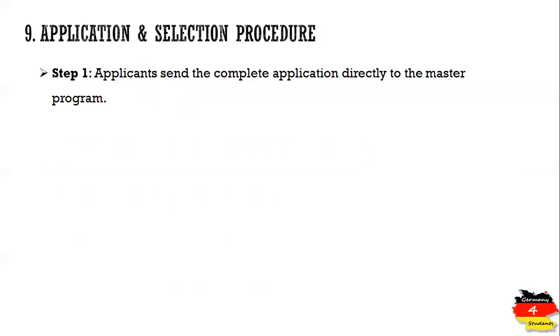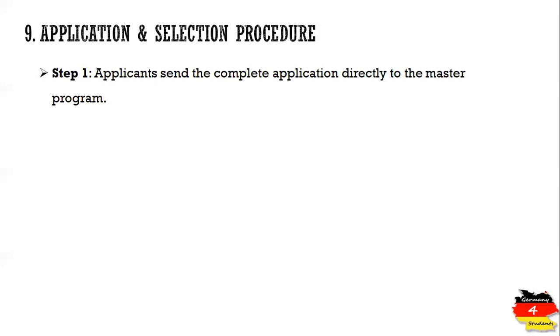So now let's talk about the application process and the selection process. The application and selection process consists of 4 steps. In the first step, the applicant has to complete the application form of the master program in which you are interested. If you are interested in 2 programs, you have to apply for 2 different programs. So there is one DAAD application form and one application form from the university for which you are applying.